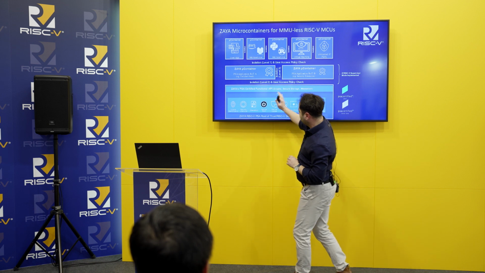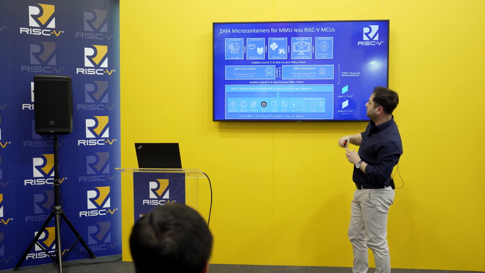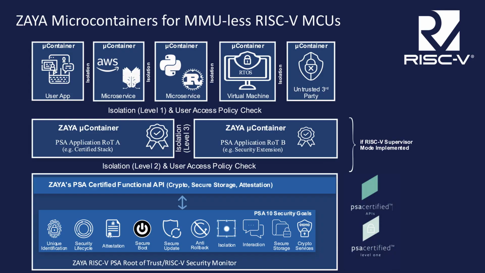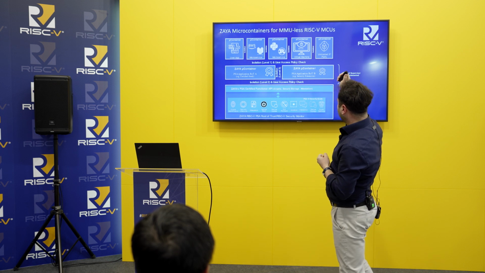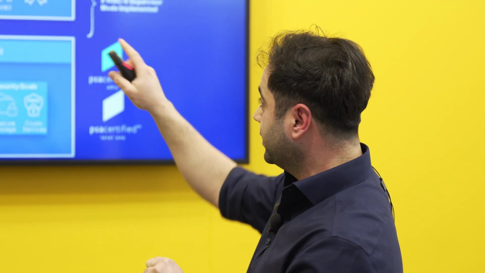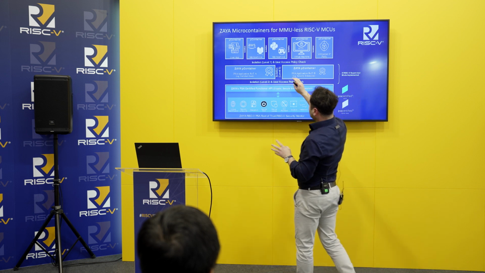So you are already familiar with this one. It is responsible for security. I'm going to explain this part later. And for the user space, you can have different containers, and we call them ZAYA microcontainers. It comes from microcontrollers, containers for microcontrollers. So ZAYA, RISC-V TE provides containerization, and each container is an independent executable. They are not linked to each other. You can deploy all of them independently. And you can use them for different purposes.